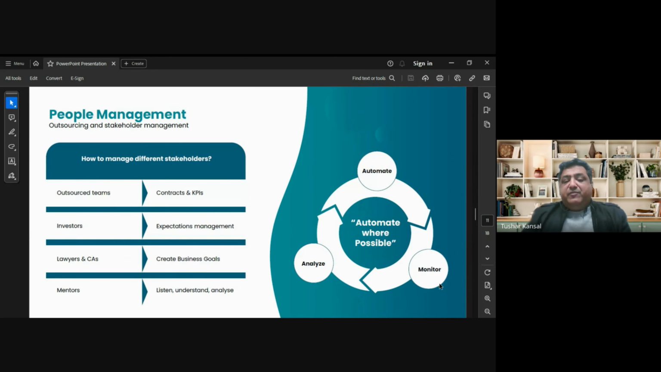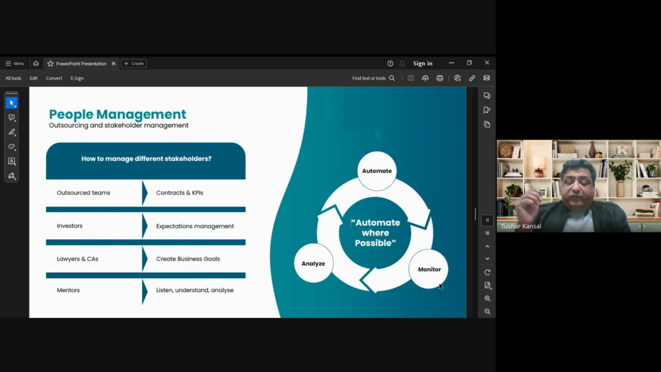Outsourced teams can be managed with setting the right key performance indicators, the KPIs. Nowadays, a better version of KPIs is there. It's called OKRs, Objective Key Results. And Google even uses OKRs. So it'll be good if you guys read about OKRs. There's a famous book on OKR.